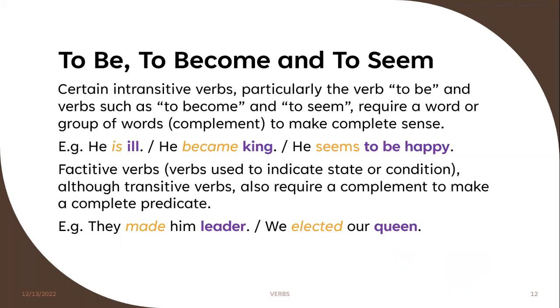So factitive verbs, which are verbs used to indicate state or condition, although transitive verbs, also require a complement to make a complete predicate. So they made him leader. We elected our king or queen, yeah. So these are just 2 examples of verbs that need additional words or a word to bring sense to the sentence. And when we go more into parts of sentences, we will discuss more about the predicate and the subject and all of those things.